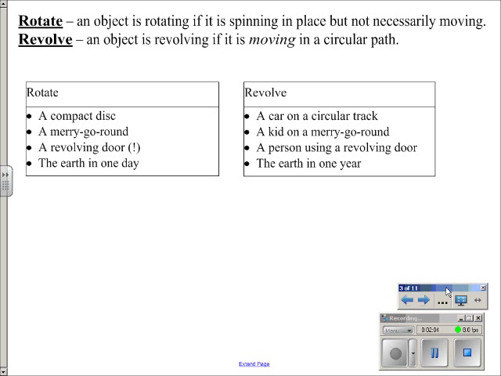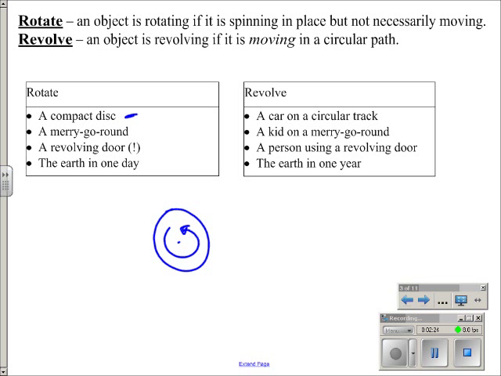So rotate. An object is rotating if it's spinning in place but not necessarily moving. All right. So unfortunately, I can't show you this because it's tough. But if you imagine a circular object like, say, a compact disc, that compact disc just spins around and around, but it doesn't physically move. So that is rotating.